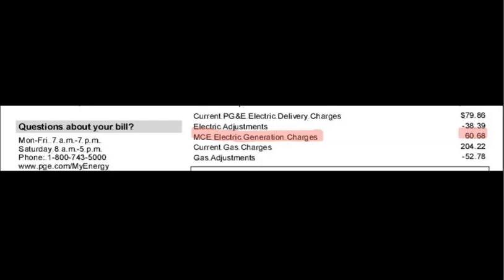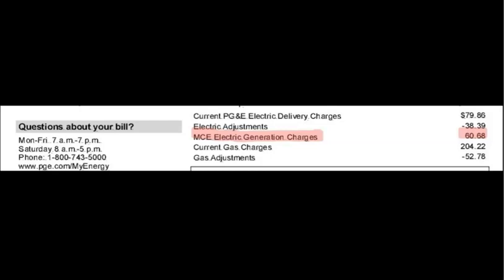Now, with this PG&E bill, what I wanted to highlight on this particular video is that right under the MCE electric generation charges that are highlighted, you will see that there's current gas charges of $204.22. That particular number, I wanted to make sure you guys are clear on what you're actually paying for. That is the delivery charge as well as the procurement charge.